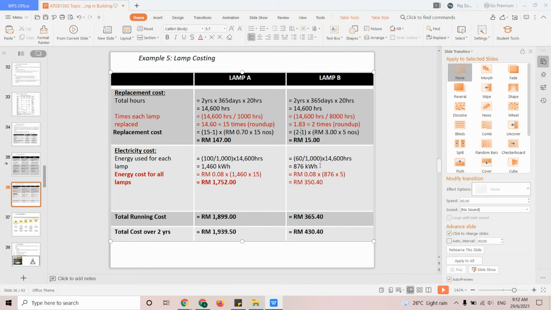And then next, you will have your running cost. Because of the lesser number of lamps installed and also the better efficiency, it only costs 876 kilowatt-hours of electric energy to power up one light. So for all the lights required to be powered up, if you were to compare, the electricity cost is also much lower.